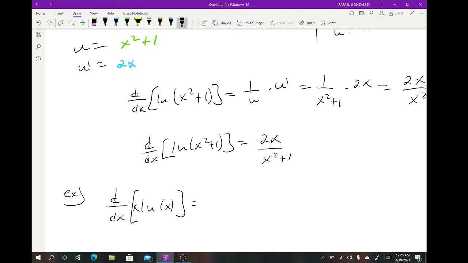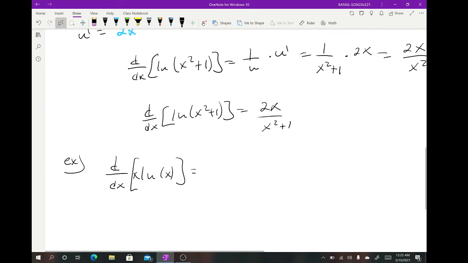Here we have a trickier situation. Here we have one function multiplied by another one. Again, we have one function multiplied by another one. We have a product, so we have to use the product rule. Here we have d dx of f times g, which, if you recall, is g times f prime plus f times g prime.